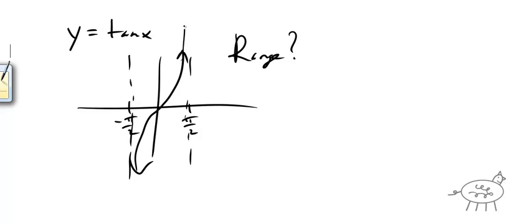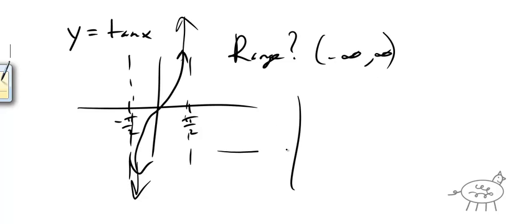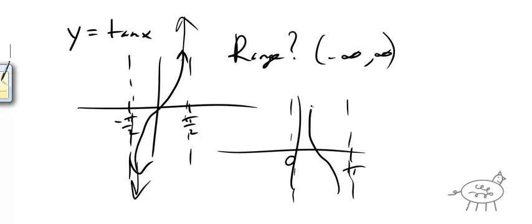Okay, well, of course, you're going to positive infinity and you're going to negative infinity. So negative infinity to positive infinity, that's the range. In fact, if I did cotangent, it's almost the same thing, except it's 0 to pi, with the asymptotes here, and cotangent looks like this.